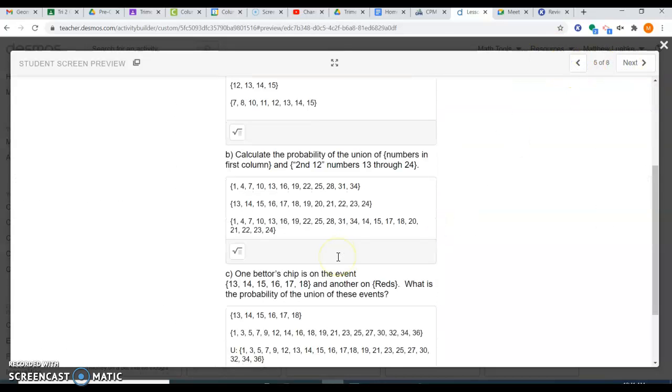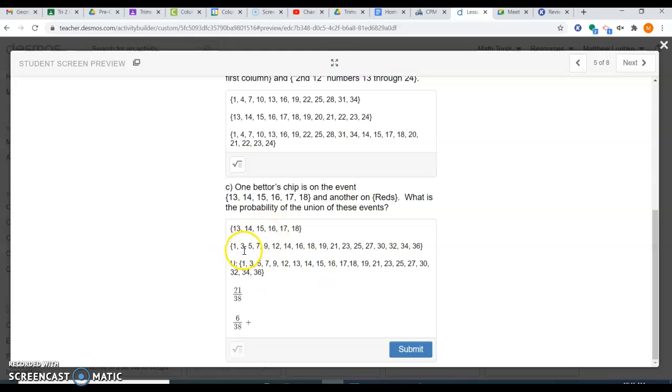Now we're talking about P(B), the probability of the second event here. And so in my second one, we have 1, 2, 3, 4, 5, 6, 7, 8, 9, 10, 11, 12, 13, 14, 15, 16, 17, 18. And so that is 18 out of 38 options. And then we're going to subtract out the intersection. We're going to subtract out the overlap here.